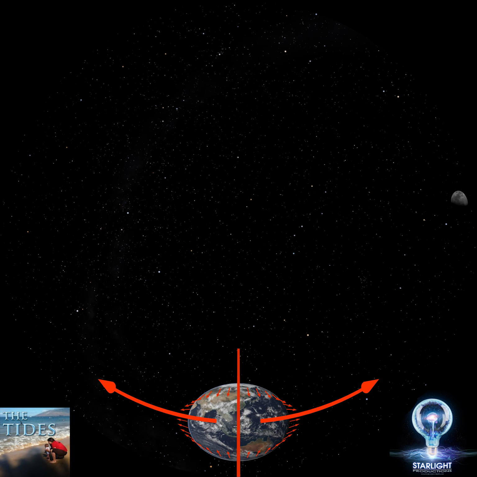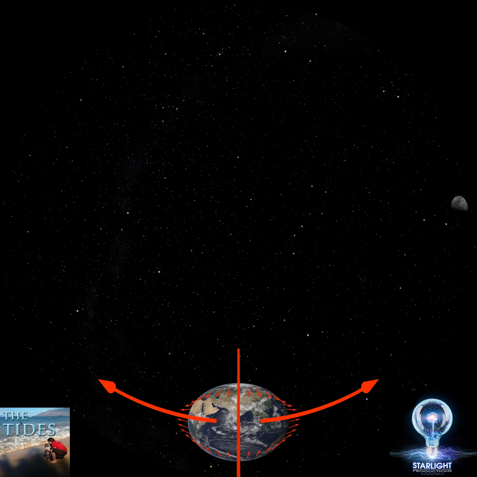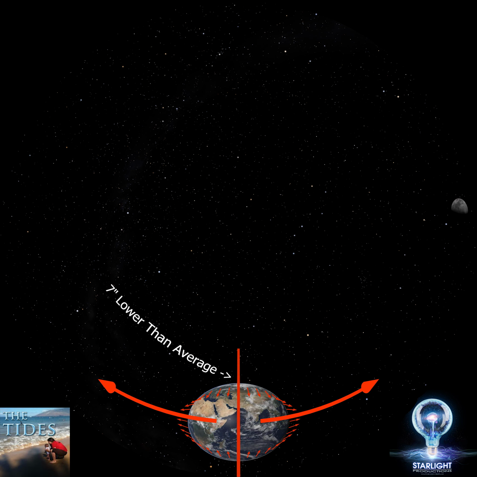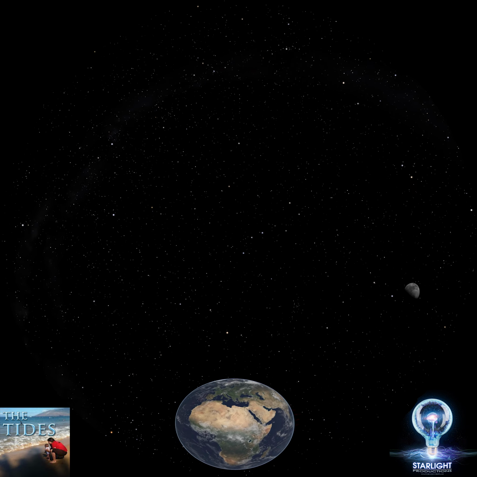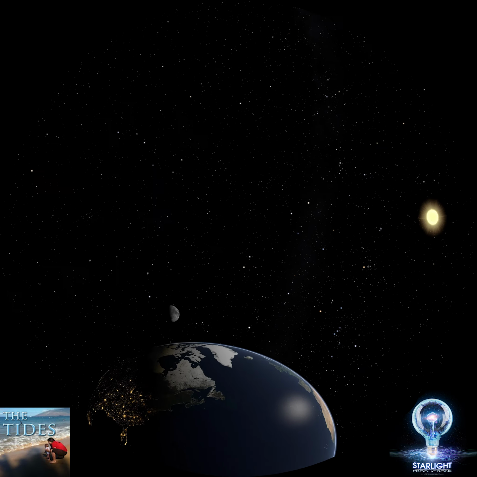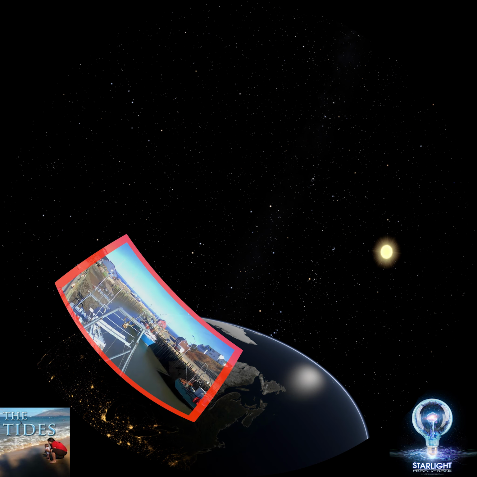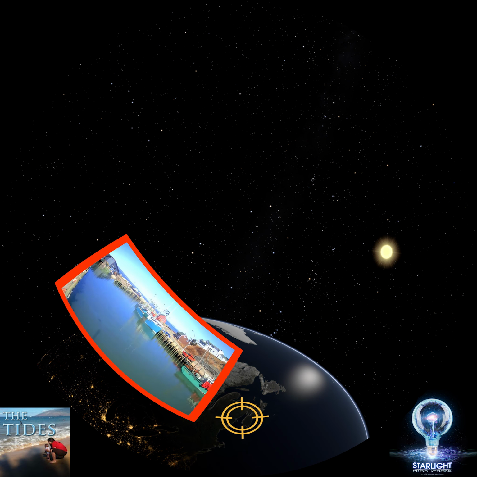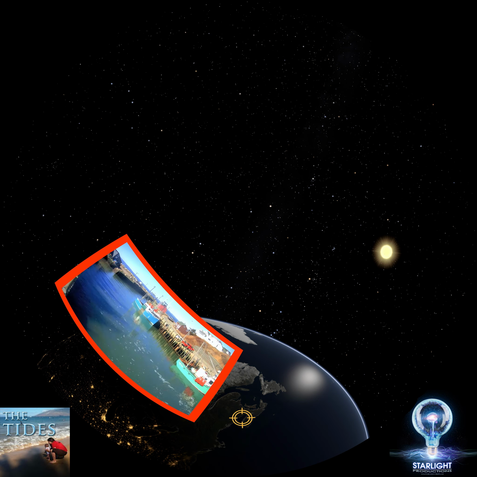If Earth were a perfect sphere covered by an ocean of uniform depth, high tides caused by the moon would be 14 inches higher than average. Low tides would be 7 inches lower than average. Local geography, such as the shape and size of a bay, can either greatly amplify or nearly eliminate the rising and falling of ocean water. In one particular location, the Bay of Fundy in Canada, the water level variations exceed 30 feet or 10 meters.